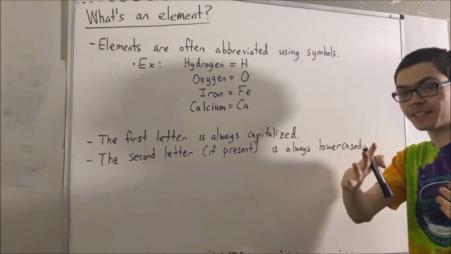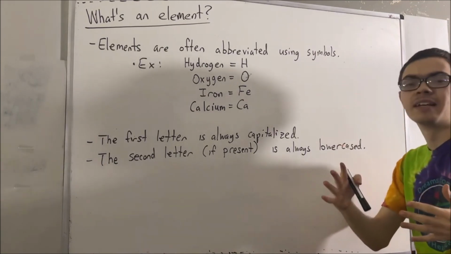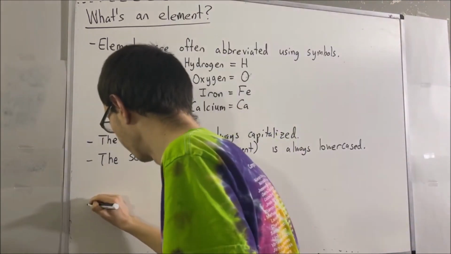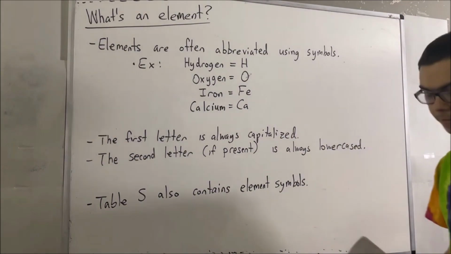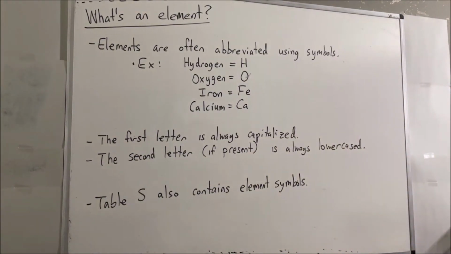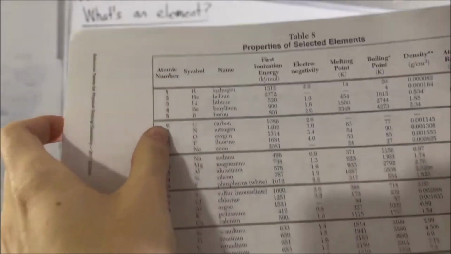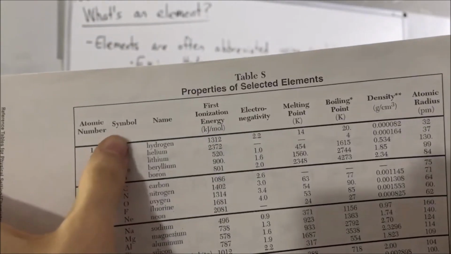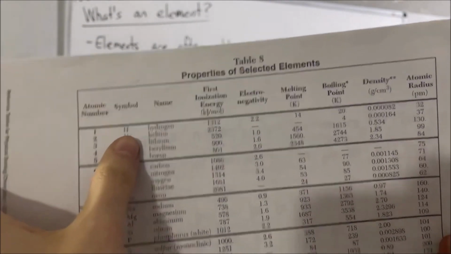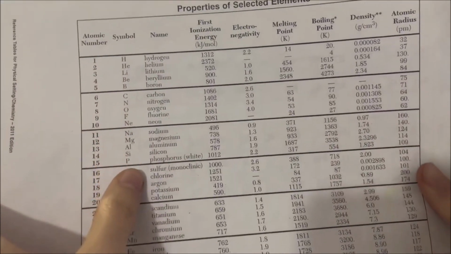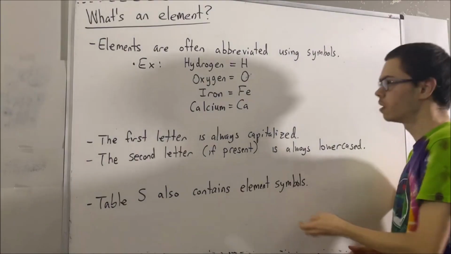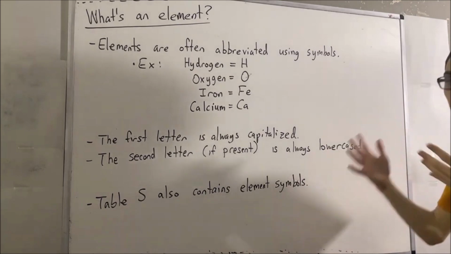Now, table S also contains element symbols. So again, opening up to table S, we see that we have the names of all the elements, we have their atomic numbers, but notice we have another column that says symbol, which gives us the symbols for all of the elements. Okay, now let's do some more practice.